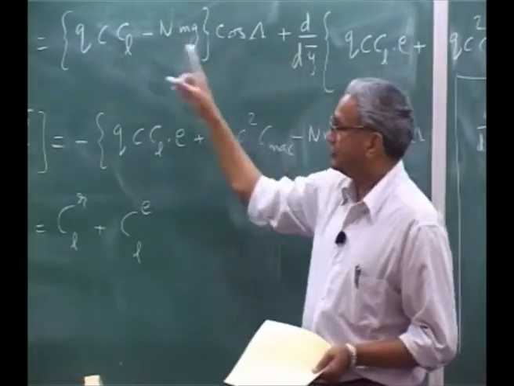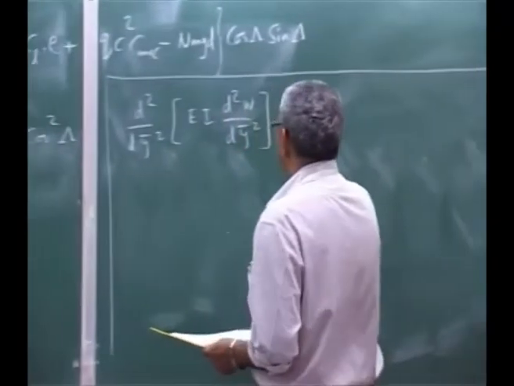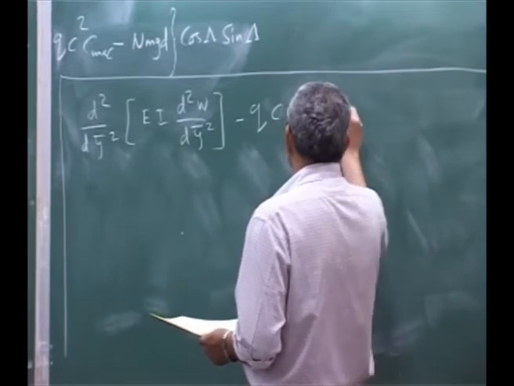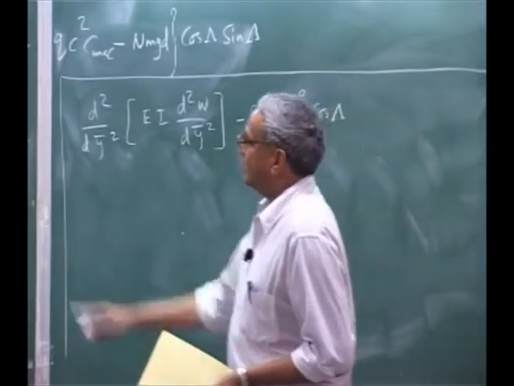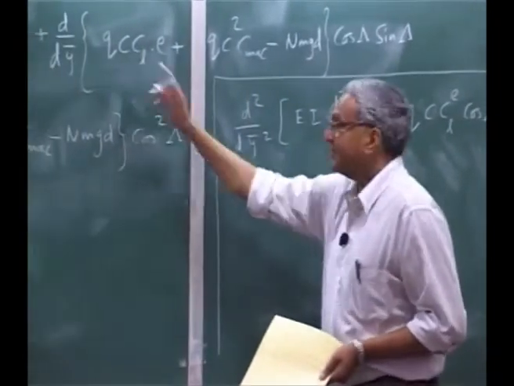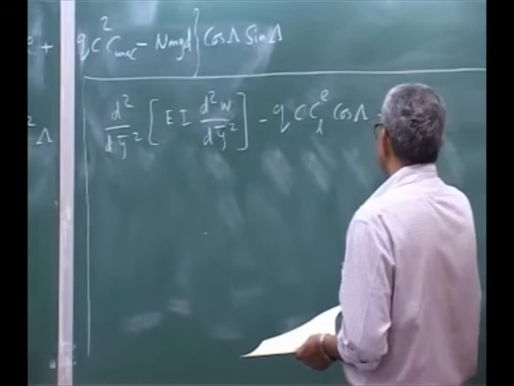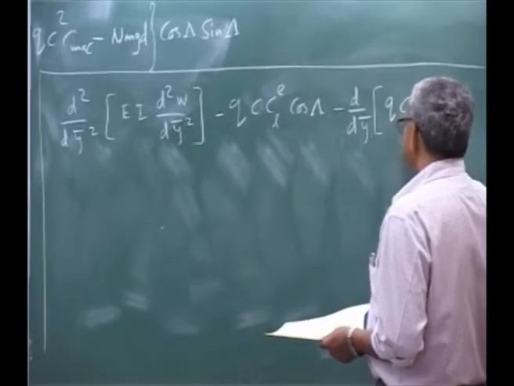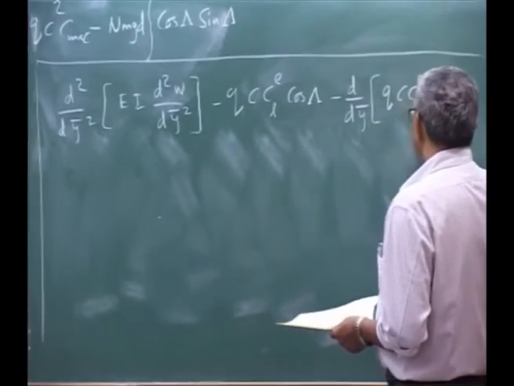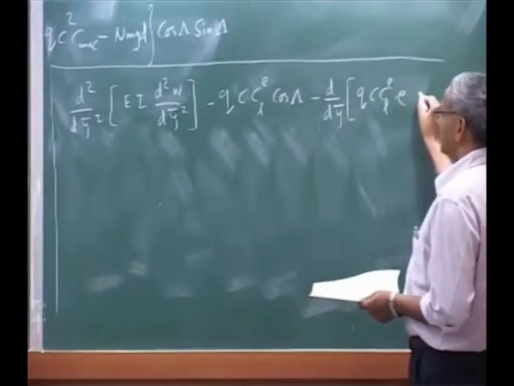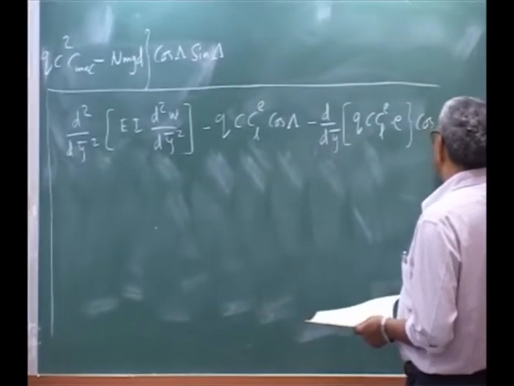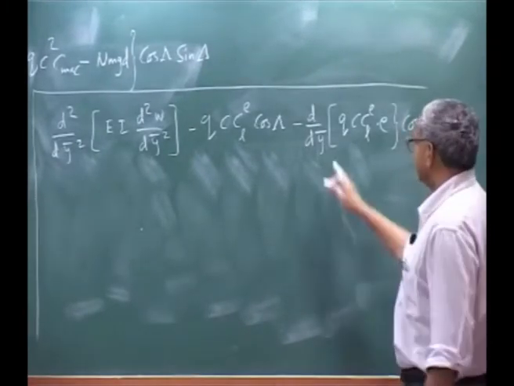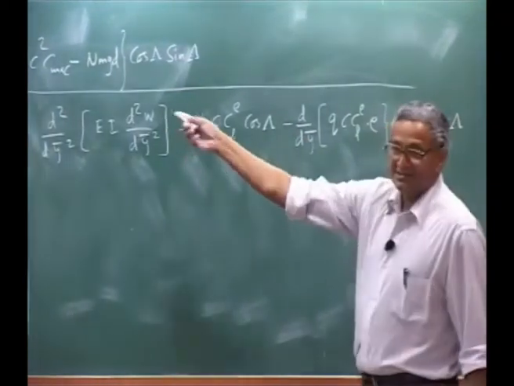E cosine lambda. So that will come. So you will have a minus Q C CL E cosine lambda. And you will have another term coming from here. That will be minus d over d y bar of Q C CL E into E cosine lambda sin lambda. Okay. Equals the rest of the terms.